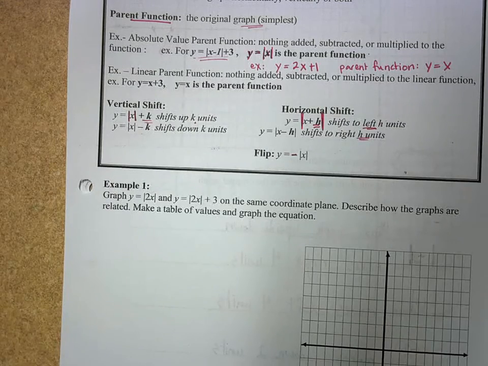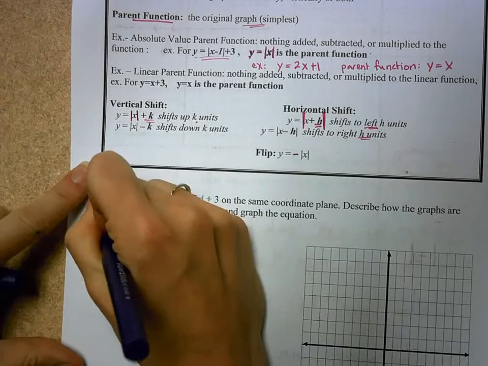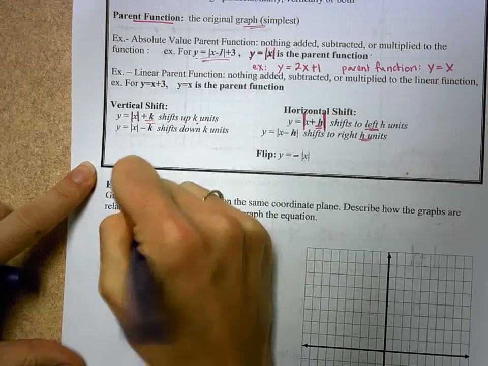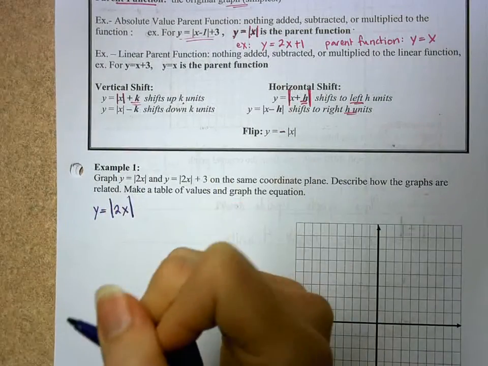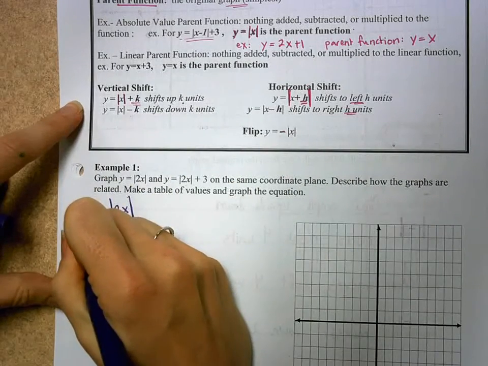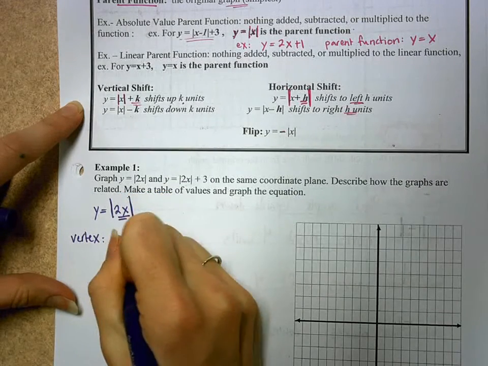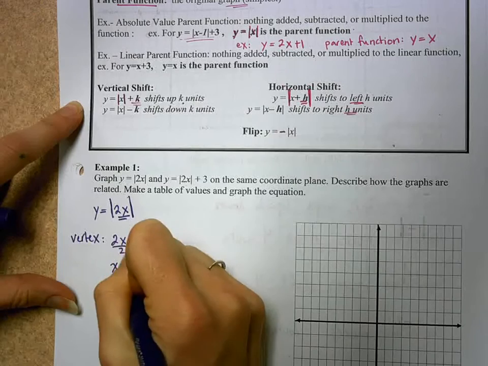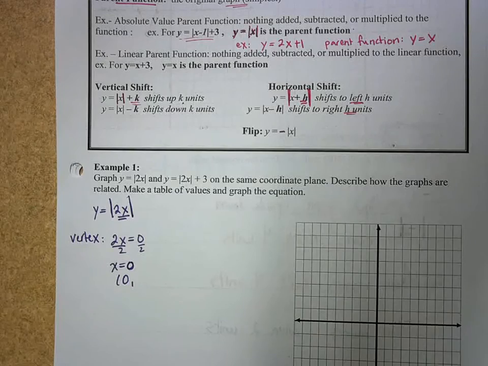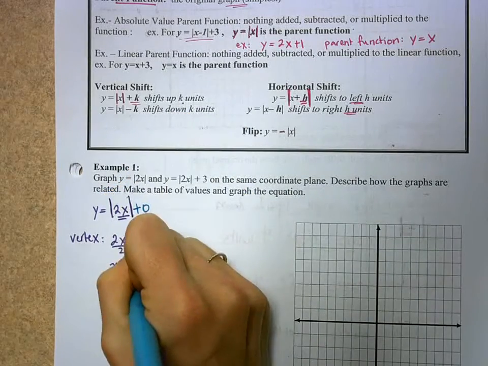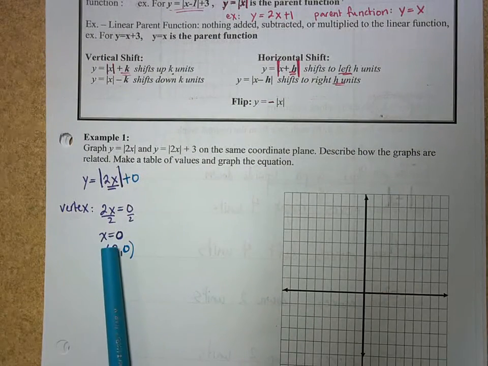So let's start. Let's say we didn't know what we learned above, and let's just make a table. Let's graph this one first. y equals the absolute value of 2x. We know it's going to be a V shape from the absolute value. We know that we have to start at the vertex. So for the vertex, we take what's inside the absolute value, set it equal to 0, and solve for x. That gives us x equals 0. And then our y-coordinate comes from what's been added or subtracted outside of the function, which is just a +0 here. So it's (0, 0). And I plot my vertex as (0, 0).